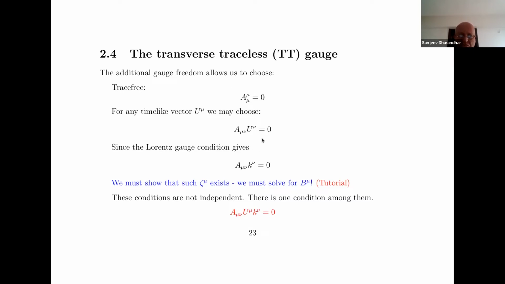So these are just three conditions. I don't know whether I have made this clear. You will see it when I do an explicit example. I'll do an explicit example where I take k^ν, the wave traveling along the z-axis. Then you can actually solve for things and look at what happens in that case. Is that clear, or will it become clear anyway? Yes, Sanjeev.